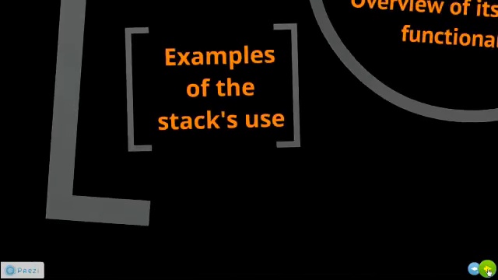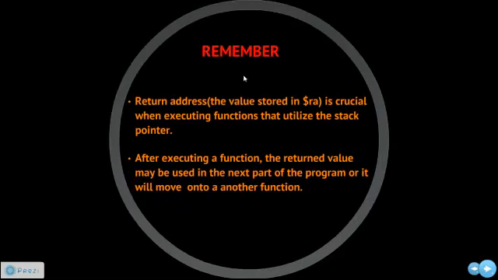Okay, now for the example. Remember, the one important thing that you should know is that the return address, the value stored in RA, is crucial when executing functions that utilize the stack pointer. After executing a function, the return value may be used in the next part of the program, or it will move on to another function.